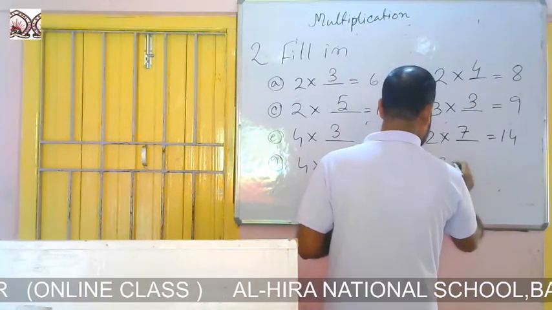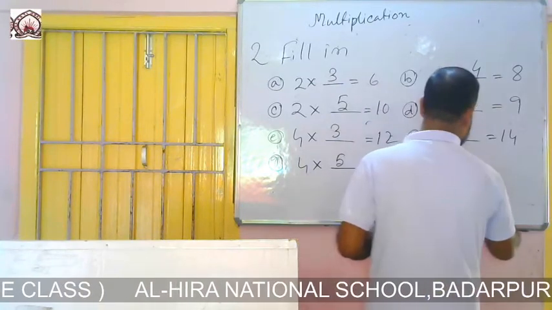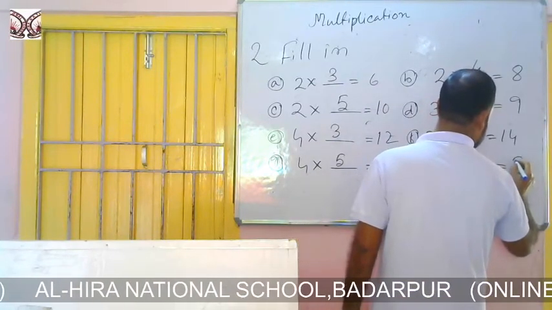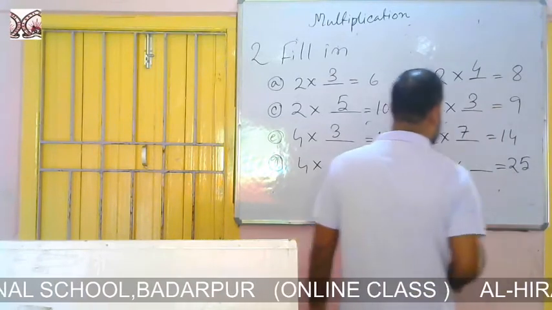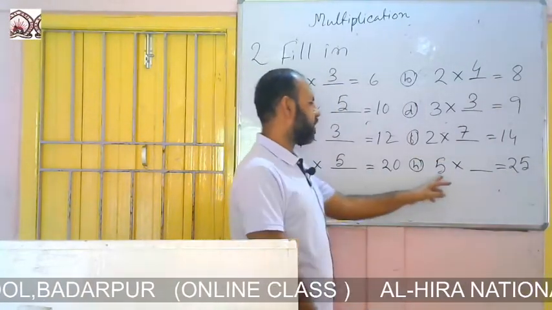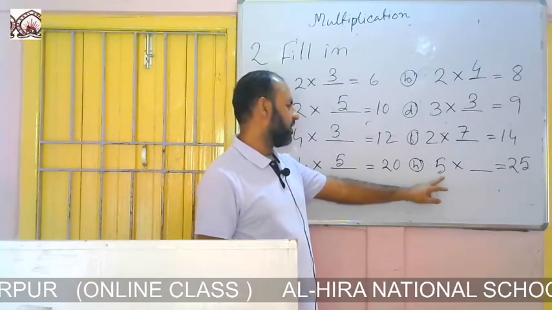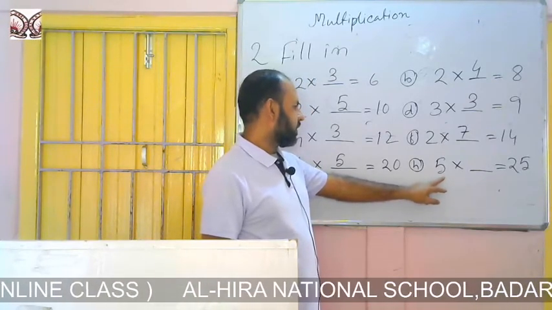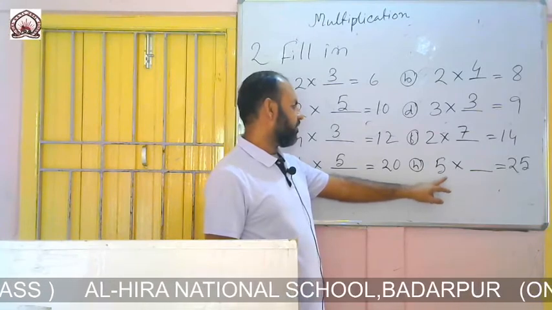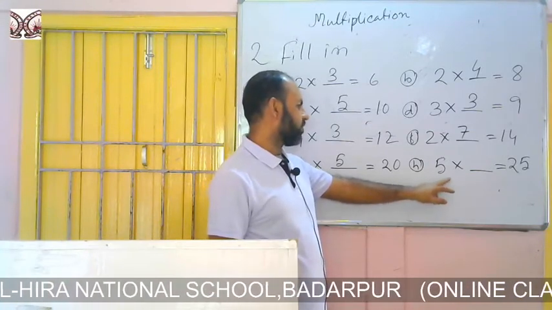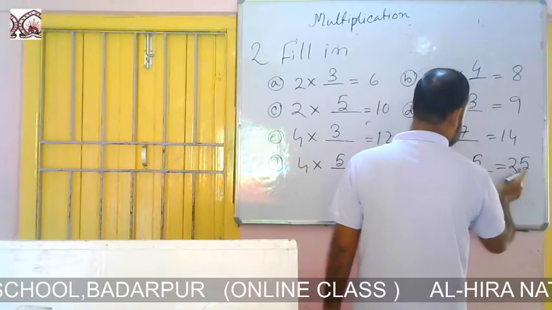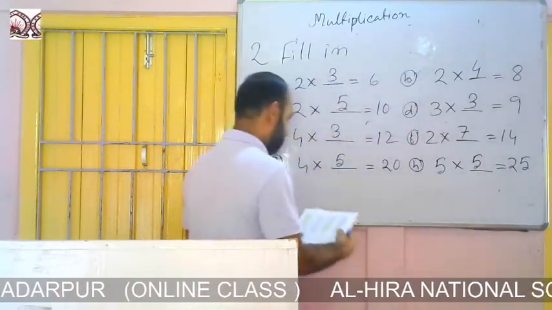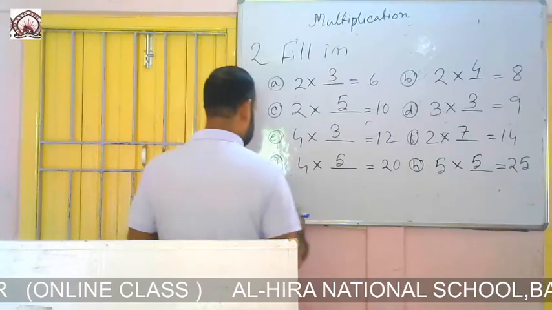5 into dash equal to 25. So we count table number 5. 5 1 is 5, 5 2s are 10, 5 3s are 15, 5 4s are 20, 5 5s are 25. Next.